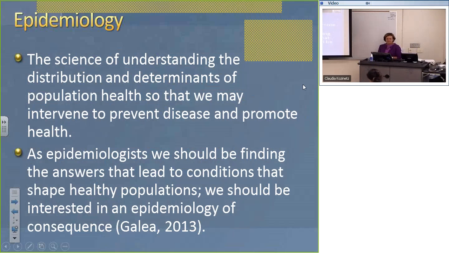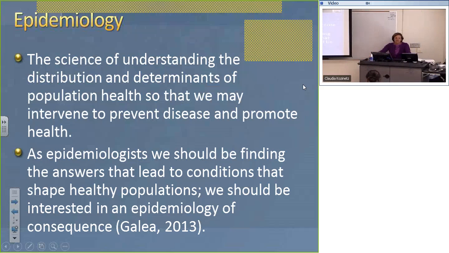I like this definition because science is involved in the definition. We are a science. Epidemiology is the science of public health. It is the pillar of public health. It also includes population health, which is beginning to really become a throwdown term. Everyone is talking about population health. Okay, so let's keep up with the times. And we want to intervene to prevent disease and promote health. And so as epidemiologists, we should be finding the answers that lead to conditions that shape healthy populations. We should be interested in an epidemiology of consequence.